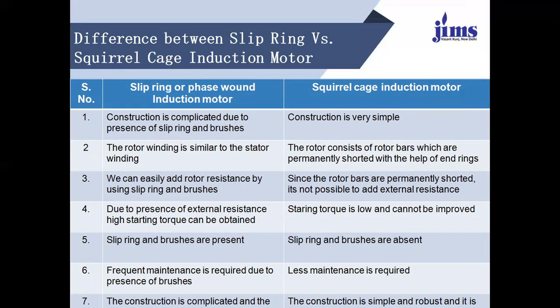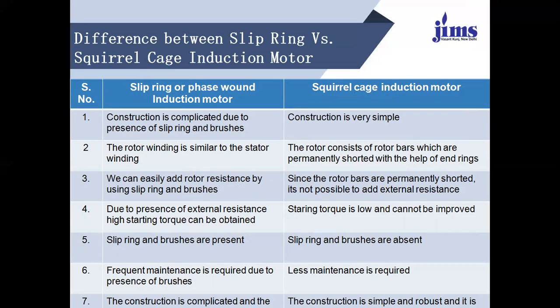These are the basic differences between the slip ring and the squirrel cage induction motor. On the basis of construction, the slip ring motor is complicated due to the presence of slip rings and brushes. The squirrel cage is very simple. The rotor winding is similar to the stator winding in case of the slip ring. In the squirrel cage, the rotor consists of rotor bars which are permanently shorted with the help of end rings. In the third point, we can easily add rotor resistance by using the slip ring and brushes in the slip ring type induction motor. Since the rotor bars are permanently shorted, it's not possible to add any external resistance in the squirrel cage. Due to the presence of external resistance, high starting torque can be obtained. But in case of the squirrel cage, starting torque is low and cannot be improved.